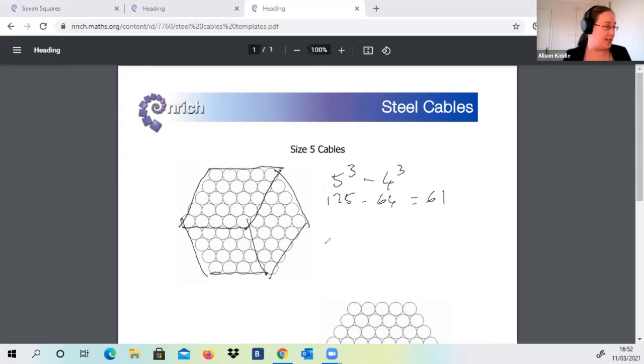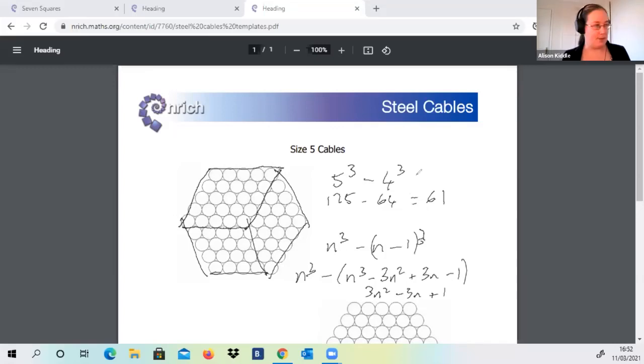And then, of course, they said, if you do n cubed, take away n minus 1 cubed. Multiplying this out might technically be key stage 5 because it's using the binomial theorem. But I think key stage 4 students could have a go at multiplying out these brackets. So I get n cubed minus, and then n cubed minus 3n squared plus 3n minus 1. And so that's then going to give me my 3n squared minus 3n plus 1 when I multiply it all out, which I just think is gorgeous.